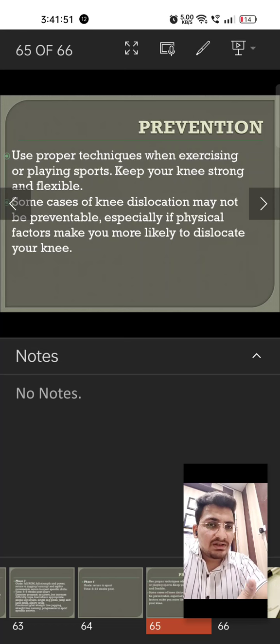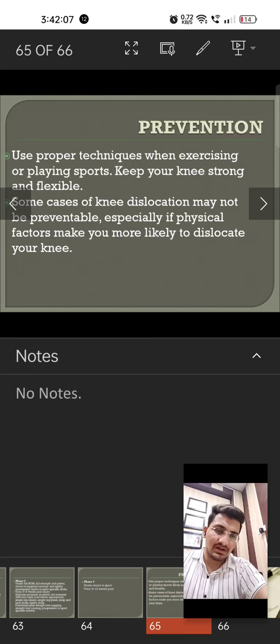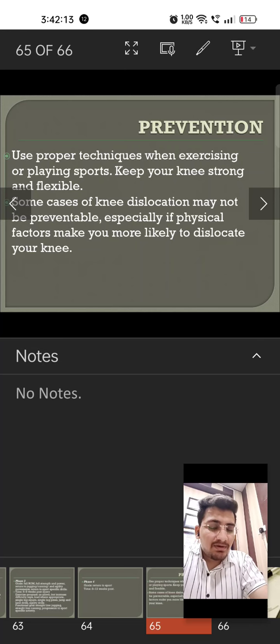ओके, और फ्लेक्सिबिलिटी एक्सरसाइज ऑलवेज होनी चाहिए, टू प्रिवेंट मस्कुलर इम्बैलेंस. ट्रेन होना चाहिए, ट्रेनिंग अपना रेगुलर करो. ठीक है, एज द प्रोटोकॉल वाज डिसाइडेड. If a physio is training, then physio will decide. If the trainer was there, then trainer will decide. So in some cases of knee dislocations may not be preventable. कई बार हम प्रिवेंट नहीं कर सकते, स्पेशली फिजिकल फैक्टर्स मेक यू मोर लाइकली टू डिसलोकेट योर नी.